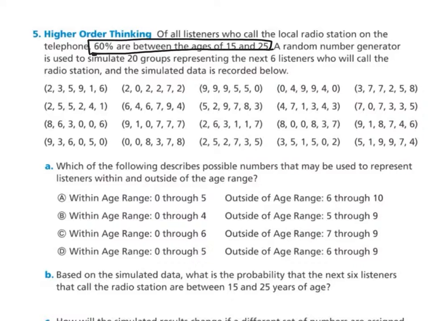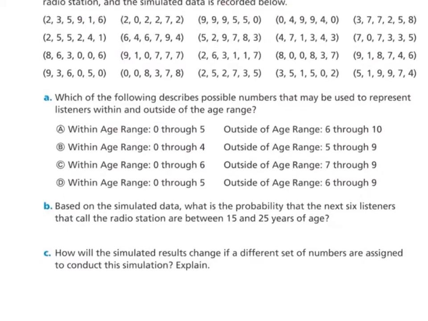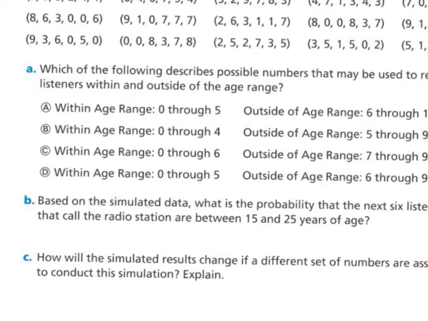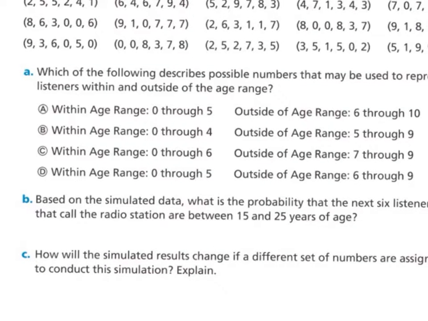So if you look at choice A, we've got 0 through 5. 0, 1, 2, 3, 4, 5. That actually is 6 numbers, so that's okay. Outside the age range, 6 through 10. 6, 7, 8, 9, 10. Oh, that's 5. So this is 6 and this is 5. That's 6 out of 11, that does not equate to 60%. So that one doesn't work.